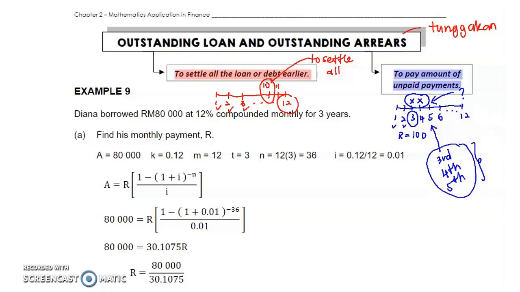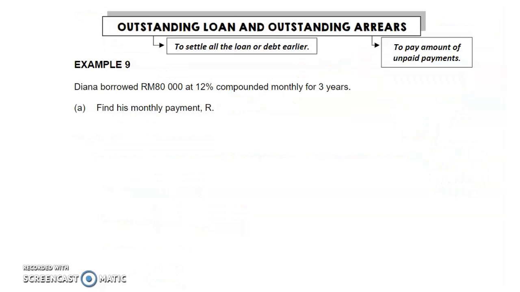Okay, now let's look at this example on how to calculate the outstanding loan and outstanding arrears. Diana borrowed 80,000 at 12% compounded monthly for 3 years. First, extract the info given. Diana borrowed, so this is the keyword. Borrow means that 80,000 is present value.